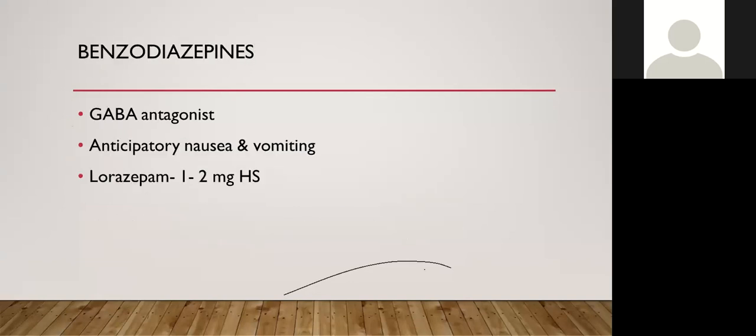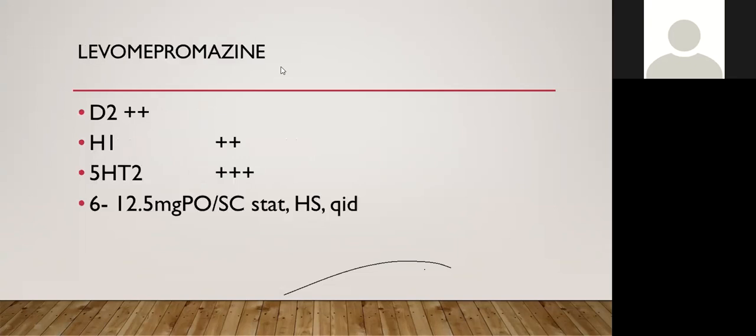Benzos for anticipated nausea and vomiting. You can give the GABA agonist lorazepam, 1 to 2 milligram HS. Next slide, please. Levomepromazine is a broad spectrum antiemetic. Again, it covers all the receptors, and the normal dose is 6.25 to 12.5 milligram PO or subcut stat, and can also be given QID. Next slide.